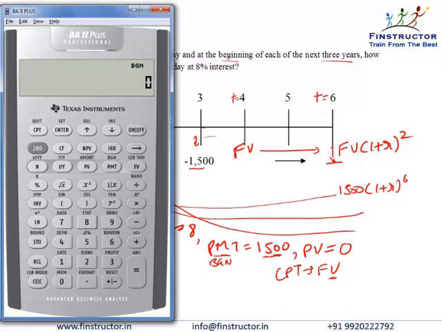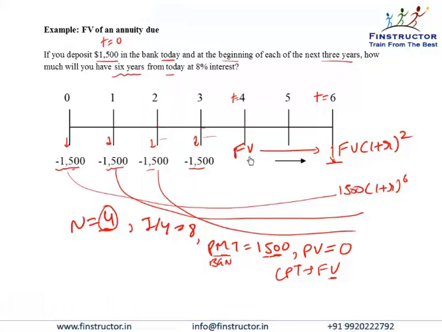Enter 0 as PV because there are no further payments coming, and compute FV. So this FV is the value at the end of t equal to 4. We will store this in the memory register 1 because we know we will need it in the future. That is, we'll need to compound this for 2 more years. So how do we compound it for 2 more years? This FV is already there.